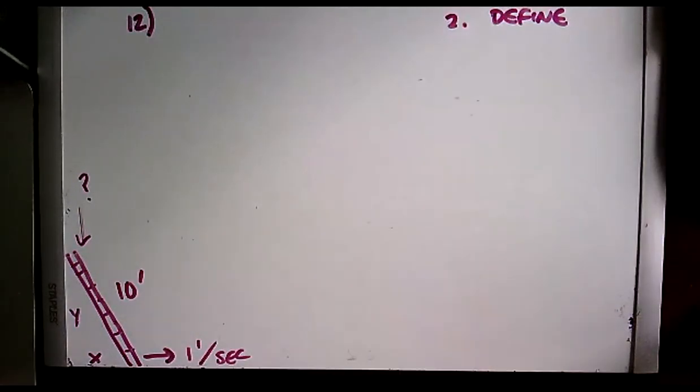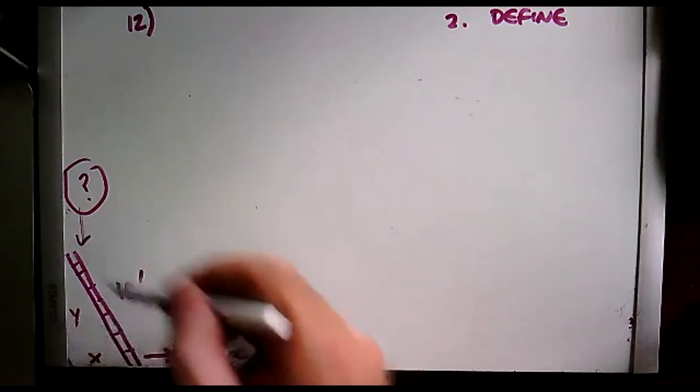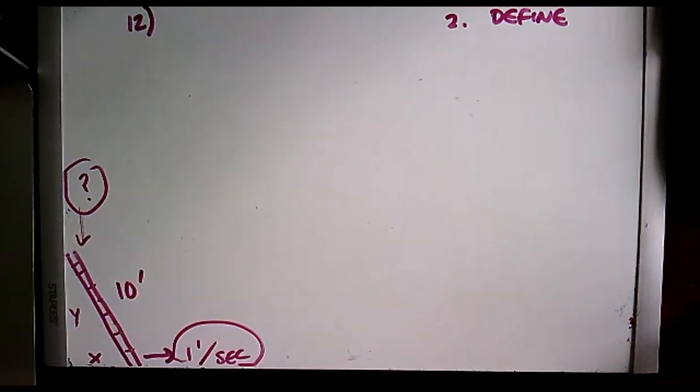Okay, now that I've defined those things, this is a related rates problem. We've been given a rate of change. We've been asked about another rate of change. How do we link these two? Using an equation relating the two variables in play and differentiation.